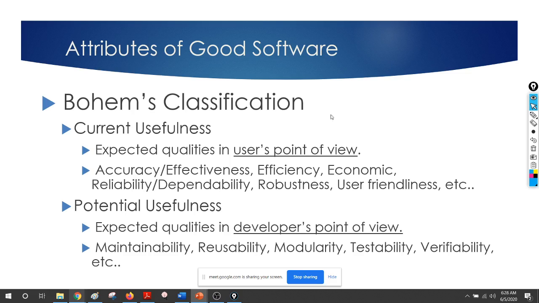Of course, the first thing is effectiveness, or does the work, or the accuracy. Then of course he will be expecting efficiency, economic, reliable, robustness, user friendliness. So those are called current usefulness, right? Then the developer sees some other usefulness as well. That is something like maintainability, reusability, testability, verifiability, because they know that in the future when we are doing some changes, when we get some modifications, we need these concepts, we need these features, otherwise we are in trouble. So those are called potential usefulness.